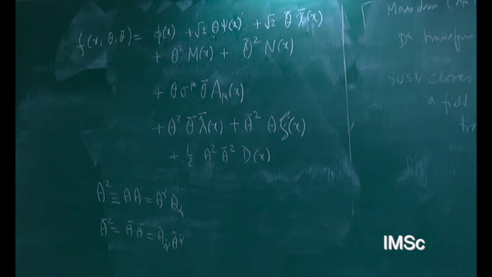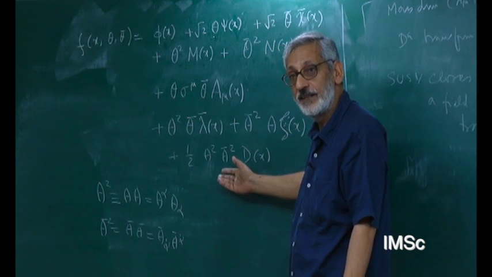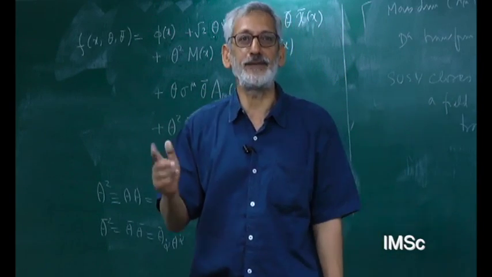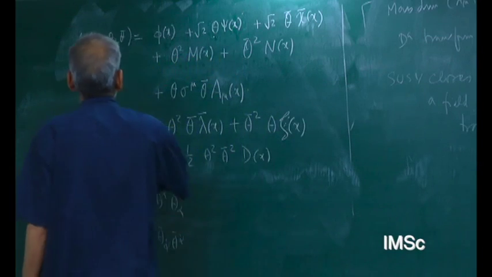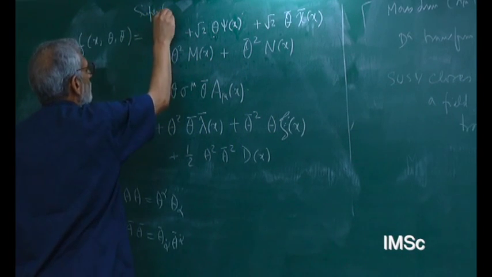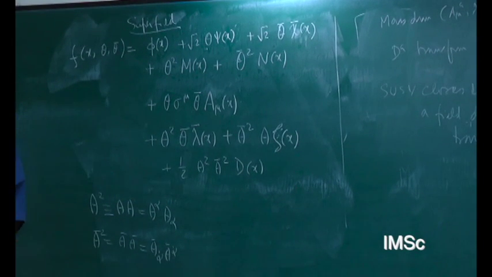Is that clear? You write the five thetas, one of the components at least will get squared up. So this is the only possible number of terms we can write here. And this is what we call a function of x and theta theta bar. This function of x and theta theta bar we call a superfield. So I have written the most general superfield that you can write in this theory.